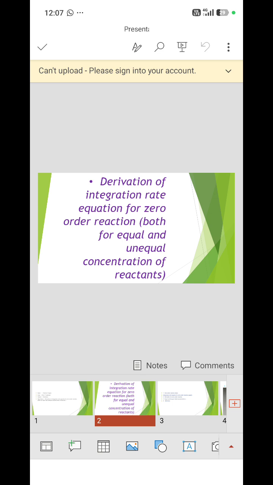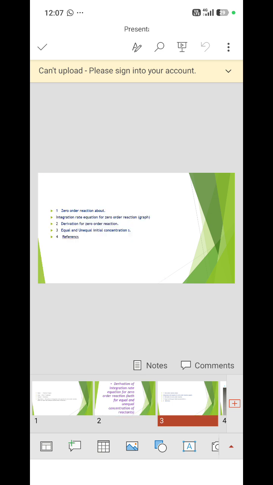Derivation of the integrated rate equation for a zero order reaction, both equal and unequal concentration of a reactant. Introduction: zero order reaction and the integrated rate equation for a zero order reaction with graph. Derivation of a zero order reaction, equal and unequal initial concentration. Reference.